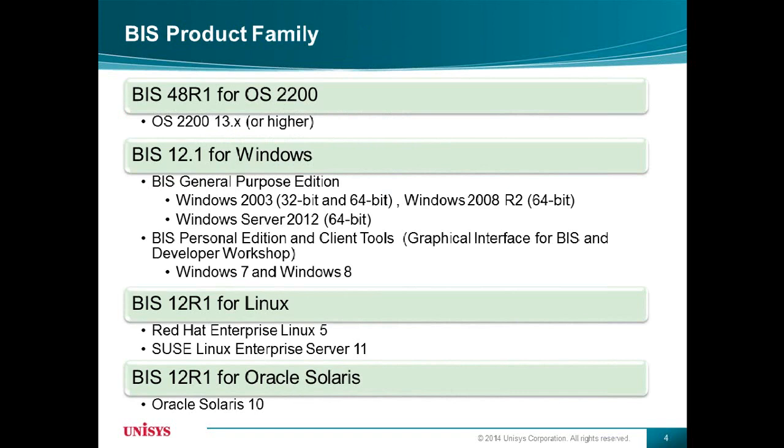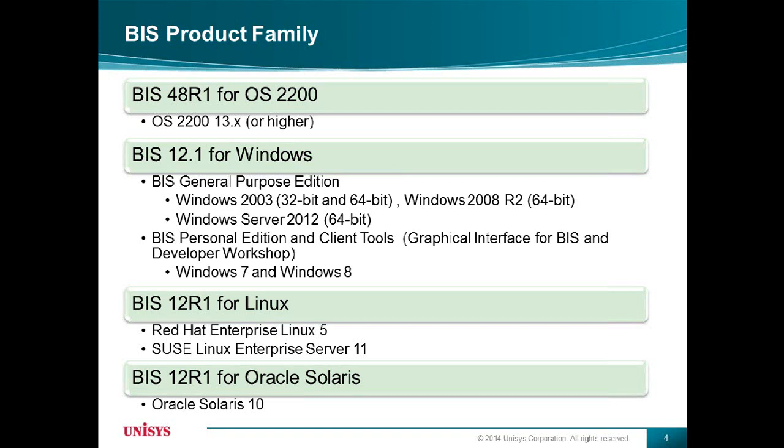So I would like to highlight the BIS product family. We have the 48R1 on the OS 2200 environment. We spoke about the 48R1 new features last week. And then we have the BIS 12.1 on Windows. The BIS General Purpose Edition, which is typically used for production environments, runs on Windows 2003 and 2008 R2 and on Windows Server 2012.